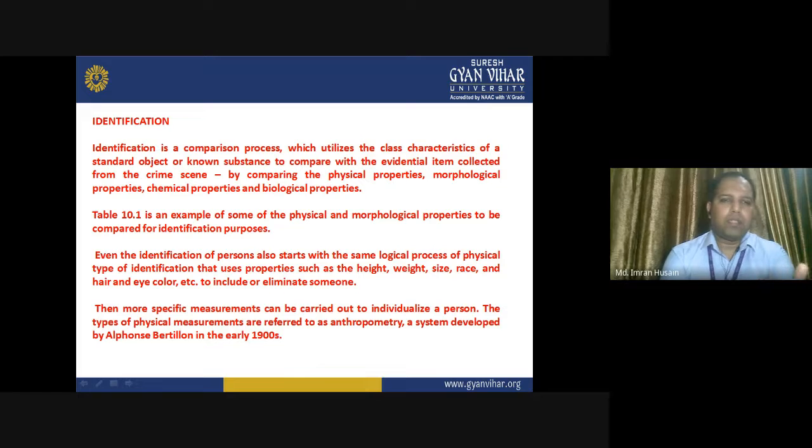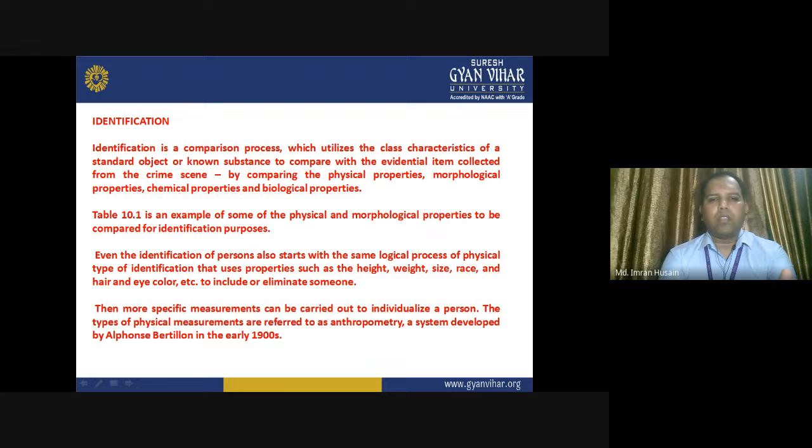We will purchase the very same hammer, and we will compare the two hammers, one with which the crime has been committed and the standard object that has been purchased from the market. So what is the difference between those items? This type of comparison, study and analysis is also very crucial when it comes to crime scene investigation, by comparing the physical properties, morphological properties, chemical properties, and biological properties. I have already told you, any object that serves as evidence from the crime scene should also be compared with the standard object that is available.